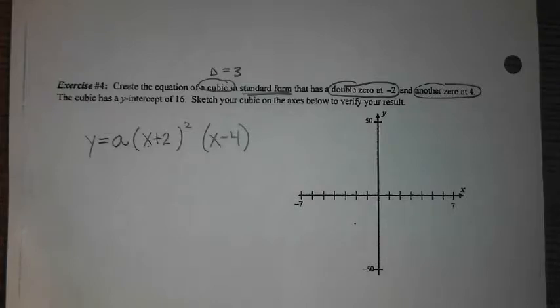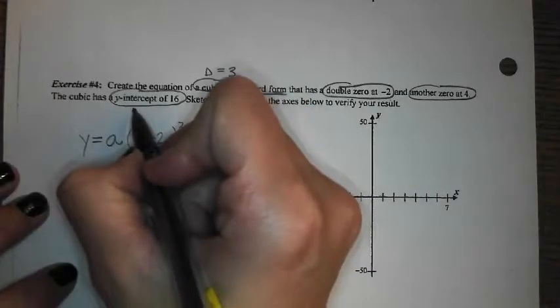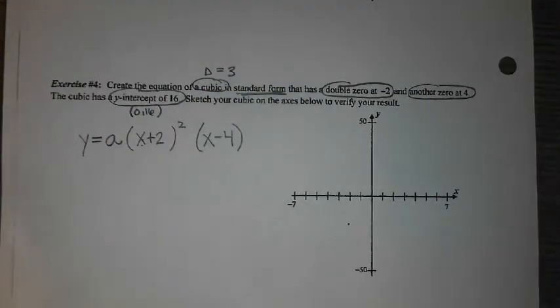Okay? A little different here. They don't tell me a point. Or do they? What do they tell me? The y-intercept is at 16. So what point is that? Right, because we all know from our flashcard that the y-intercept is when the x-coordinate is 0, right? So we plug in 0, 16.